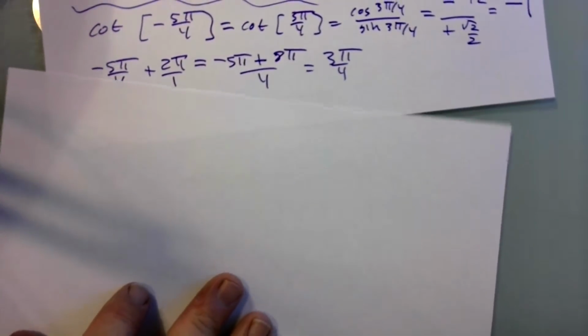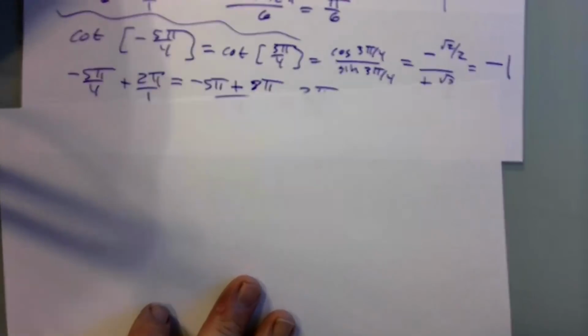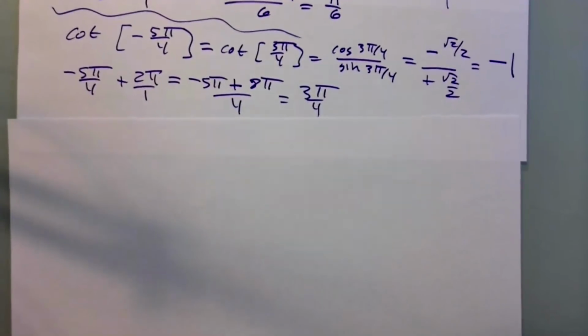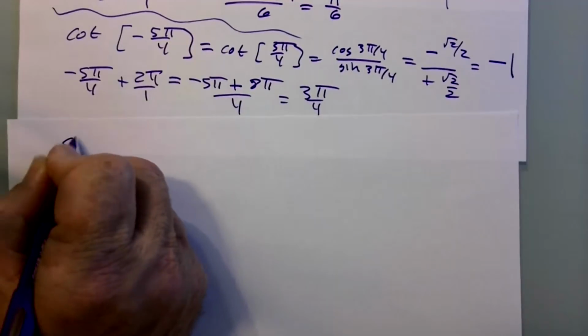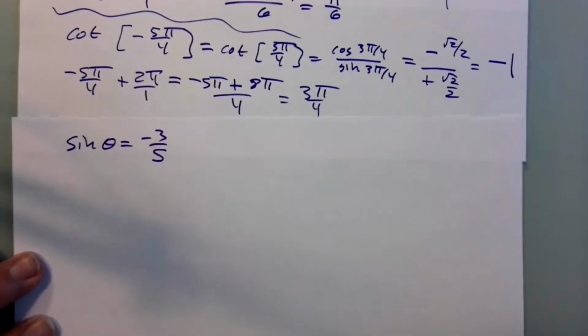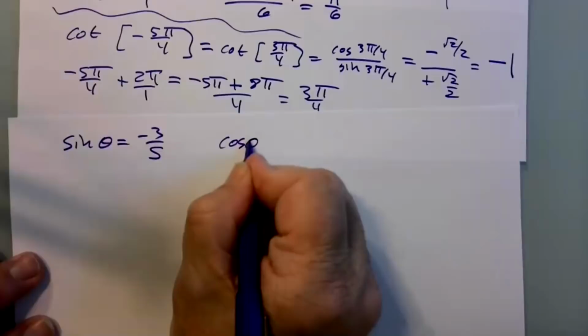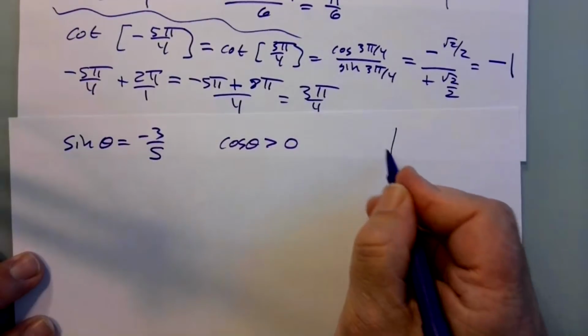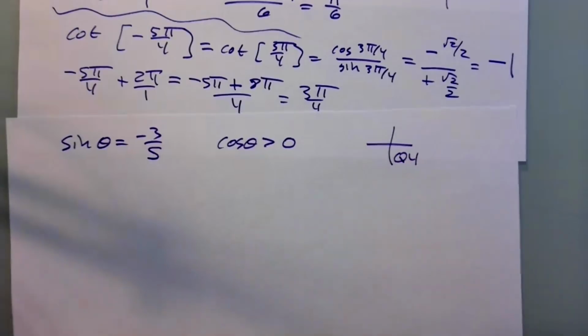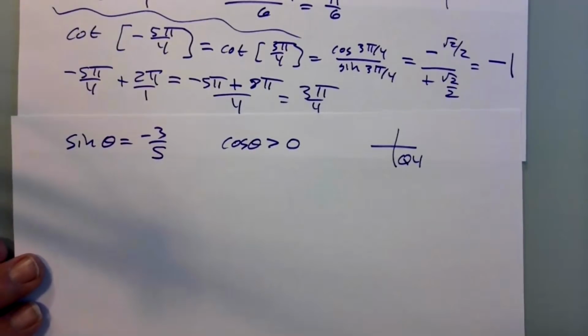So I'm going to say, let's get my paper aligned properly if I can. I'm going to say sine of theta is negative 3/5. So we know sine is negative in quadrant 3 and quadrant 4. But I'm going to say cosine of theta is greater than 0. So if sine is negative and cosine is positive, that puts me down here in quadrant 4. So let's keep that in mind. I would like to find out what cosine is. So we know cosine is positive.